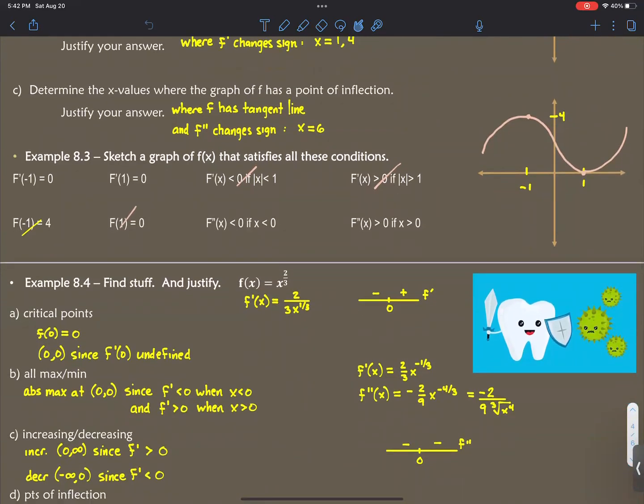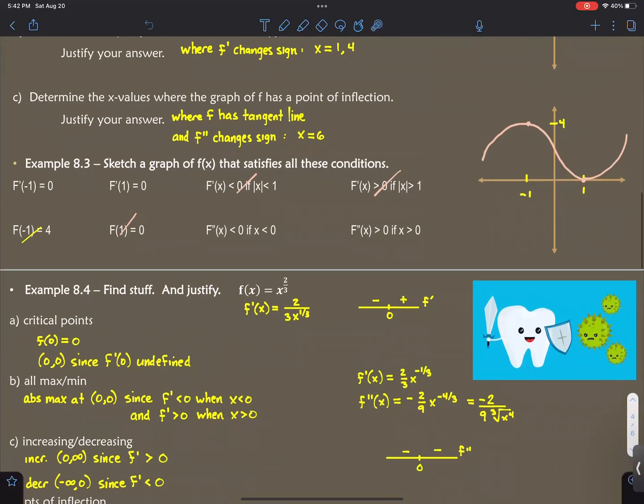8.3, sketch another graph that satisfies all the conditions. Again, I see capital F's and lowercase. It's all meant to be the same function. This was a little trickier if you're starting from scratch. I know it's easier to see if I already have the answer here, but one thing to do first, I'm looking for actual x-y points to plot. f of -1 is 4, so we know -1 comma 4 is a point. 1 comma 0 is a point, and then we're just filling in between those points and on either side, getting information about whether my slopes are positive or negative, whether my second derivative is positive or negative.